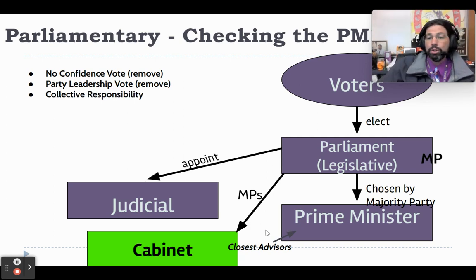Number three is, of course, the idea of collective responsibility. This doesn't remove the prime minister, but it makes sure the prime minister is following the party line and not going way out in left field and doing their own thing.